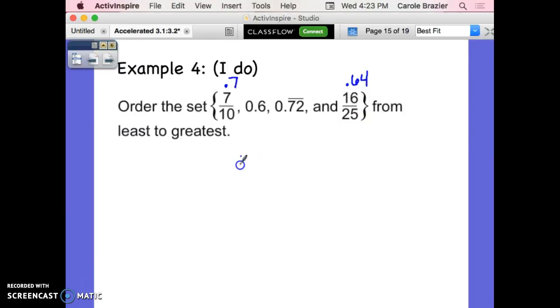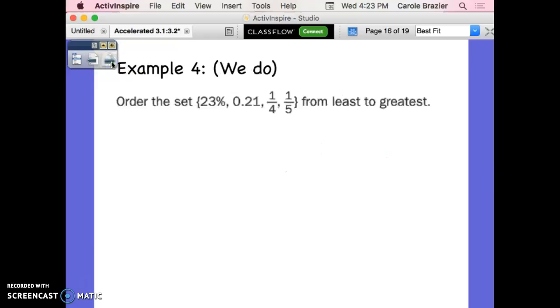So my smallest is 0.6, so I'm going to start there. My next smallest is 16/25, so I'm going back and writing it in the original form. Then I have 7/10, and then finally I end with 0.72 repeating. Okay, so these are the ones that we need to make sure that decimals, everything is the same, and then we need to make sure that we are putting them back in the original form.